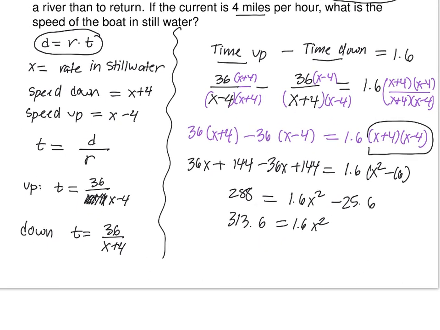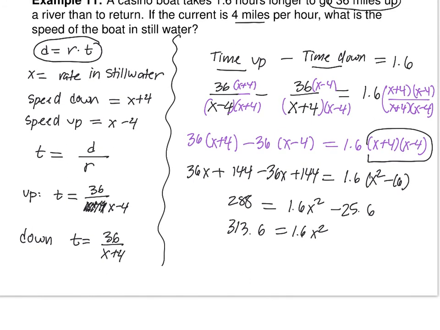What do you do next? And you end up with 196 equals x squared, and then x will equal 14. Oh, okay. And is that the rate in Stillwater? That's what they wanted, so 14 miles per hour. So we'll finish this one next time. Don't forget to work on Alex.